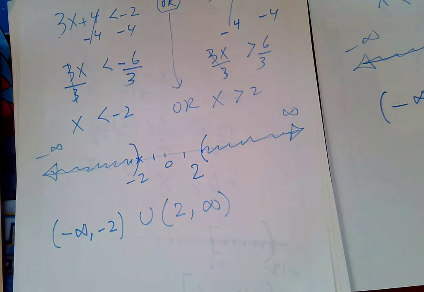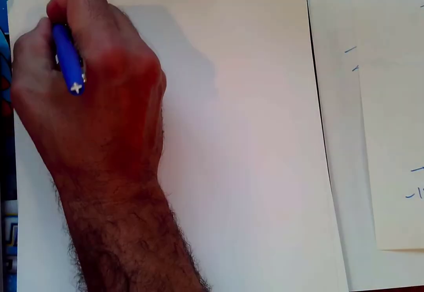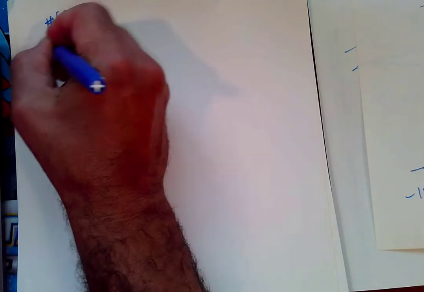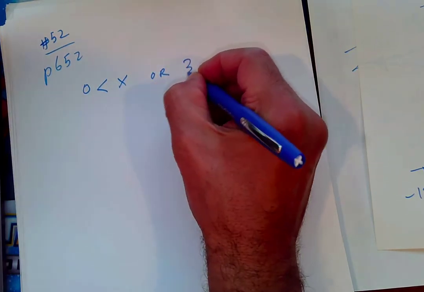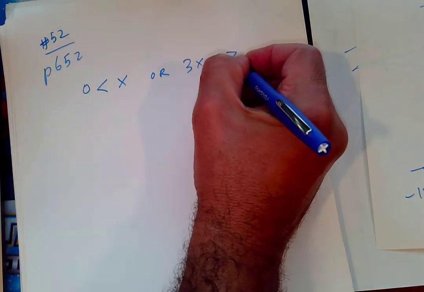Alright, let's look at page 652, number 52. In your text, page 652, number 52. Okay, so solve the compound inequality: 0 is less than x, or 3x - 5 is greater than 4x - 7.